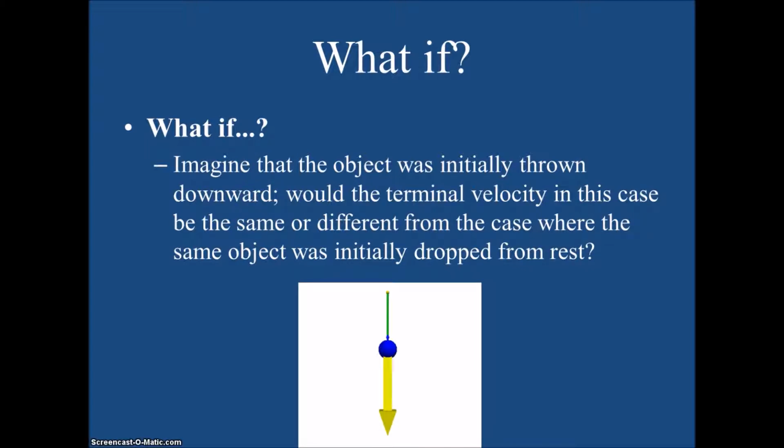If the object was initially thrown downward, as opposed to just dropped from rest, the terminal velocity in the case would be the same. Even if the initial velocity is greater than the object's terminal velocity, the object will slow down to reach that terminal velocity. In whatever case, the drag force will be equal and opposite to the forces bringing the object down.